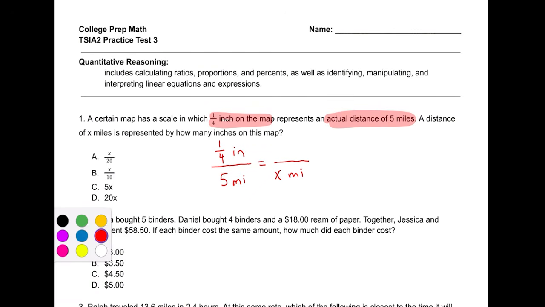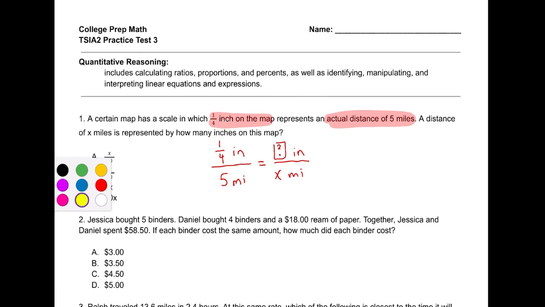Now, this is a little bit tricky, because you're not actually trying to solve for X. Instead, you're trying to find the number of inches on the map that would be represented in terms of X miles. So there's not a variable given for what you're actually trying to find here. I'm just going to put a little question mark in a little box as a reminder to us that that is what we're solving for.